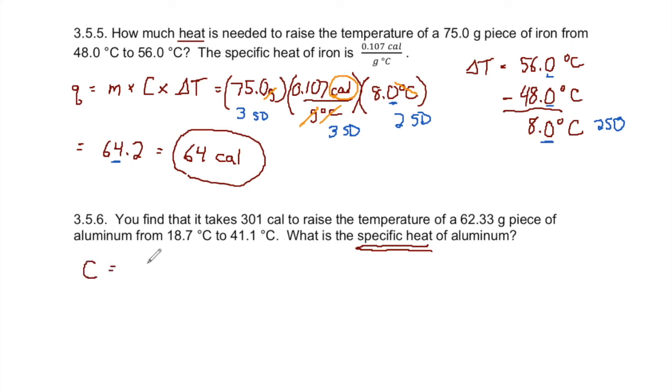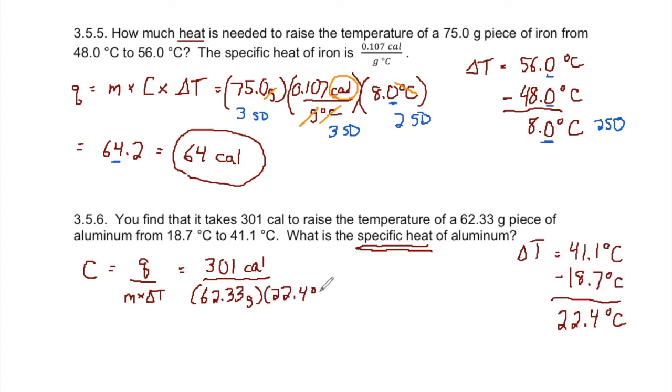Earlier in the lecture, we rearranged that to find that C is the heat over the mass times the change in temperature. We are told the heat and we are told the mass. We still need to calculate the change in temperature. That change in temperature is 22.4 degrees Celsius. None of these units cancel each other, so we're going to have this in calories per gram degrees Celsius.